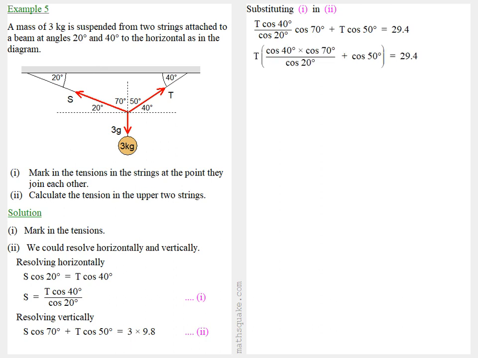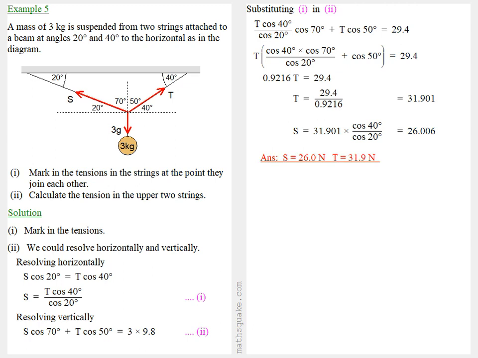Now we can take T out as a factor of the first two terms. So that gives us, when we work it out, 0.9216T is equal to 29.4, or T is 29.4 over 0.9216, which is 31.901. Now we've got S is equal to T, which is 31.901, times the cosine of 40 over the cosine of 20, which equals 26.006. So S is equal to 26.0 newtons and T is equal to 31.9 newtons.